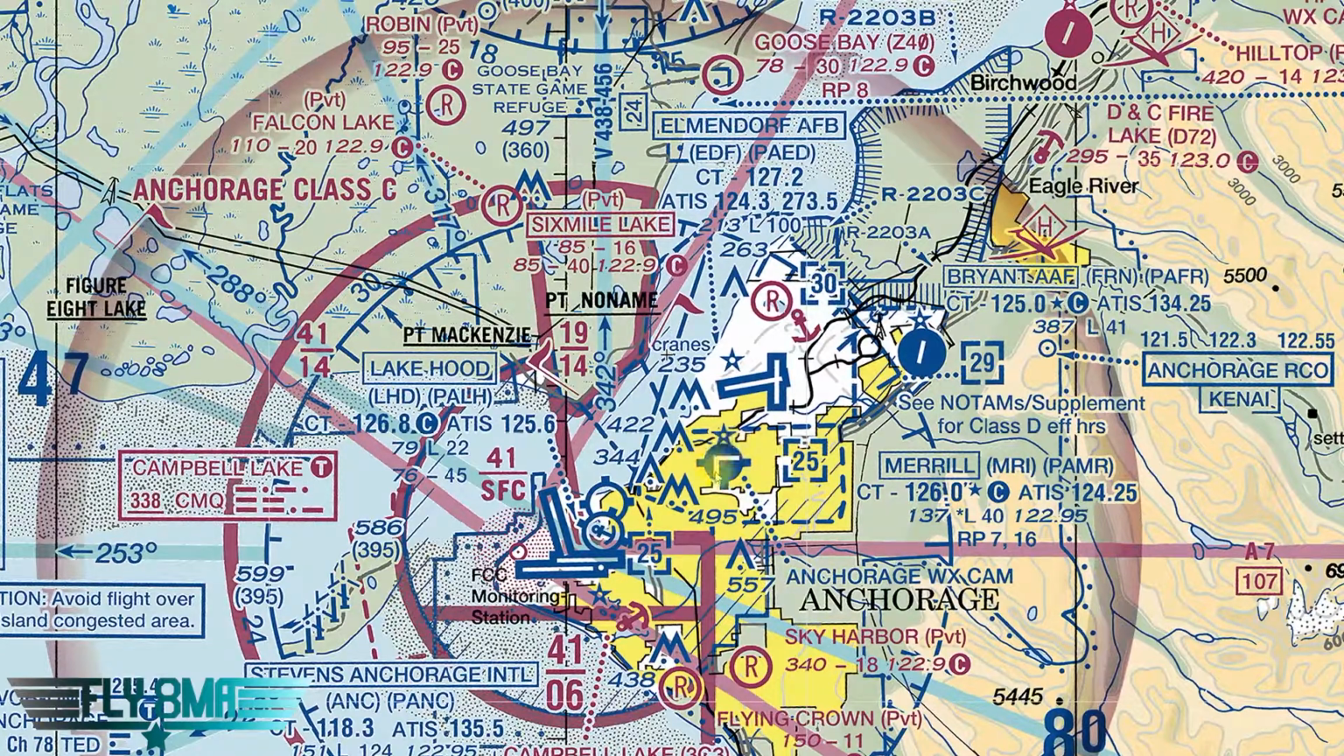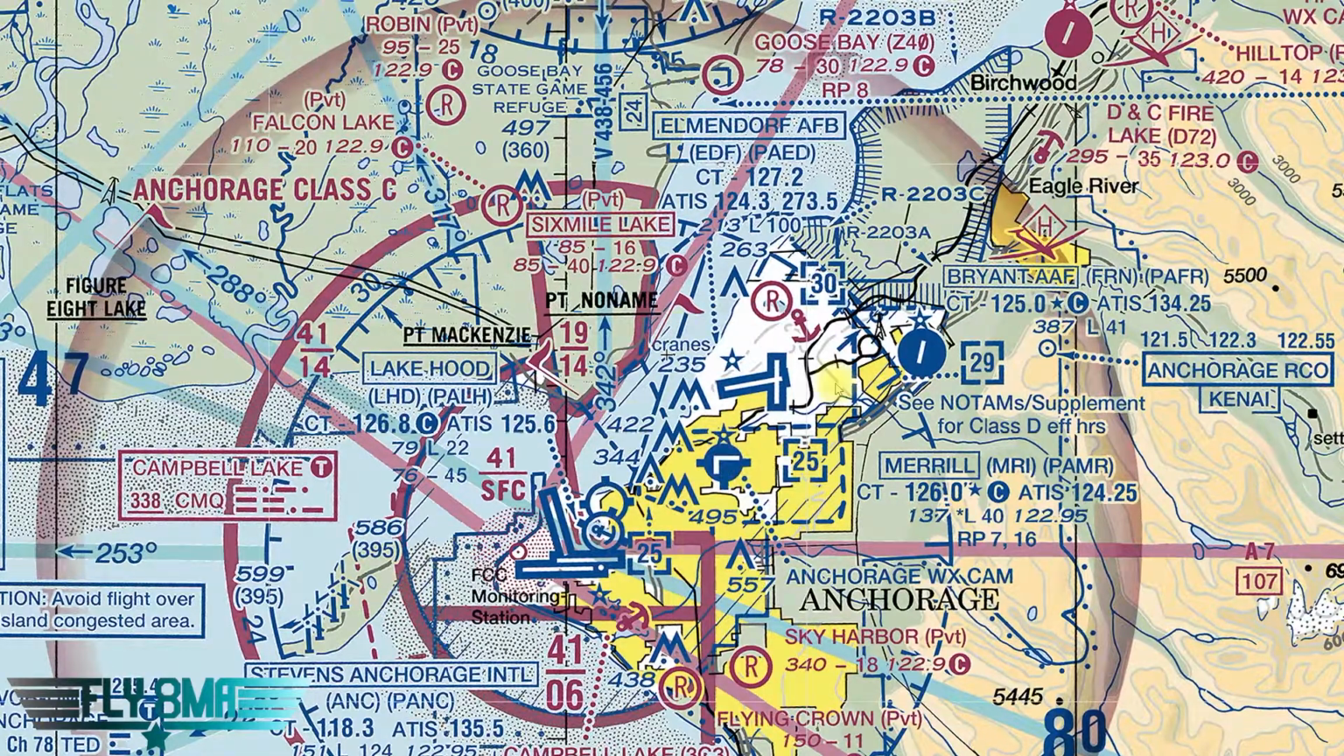As a general rule of thumb, the controllers in Merrill don't really care about your direction of flight when you're taking off. They care more about what runway you want to use when you're taking off and what departure procedure you want to use. So let them know the departure procedure, let them know the runway, and they'll give you taxi instructions. Ground will give you taxi instructions to that runway.